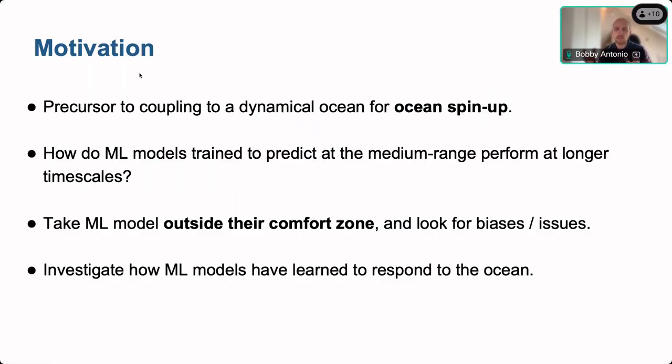As a first step, it's good to see if these models that are trained at short timescales, when you run them out to longer timescales, display the behavior of responding to the ocean appropriately. It's also interesting to see how models like GenCast, which have been trained to predict at a very short time scale, extend to predicting at longer time scales. It's always interesting to take these models outside their comfort zone to see if we can identify different biases that we can improve the models with. And it's interesting to investigate how these models respond to the slower Earth system components like the ocean.